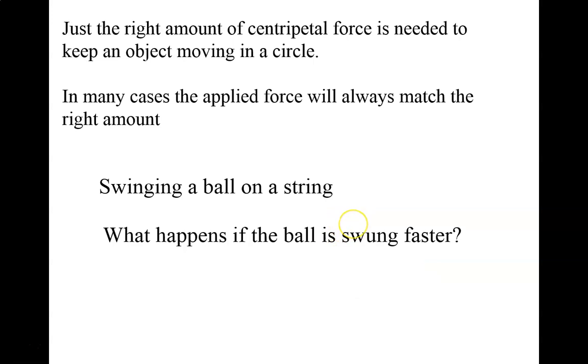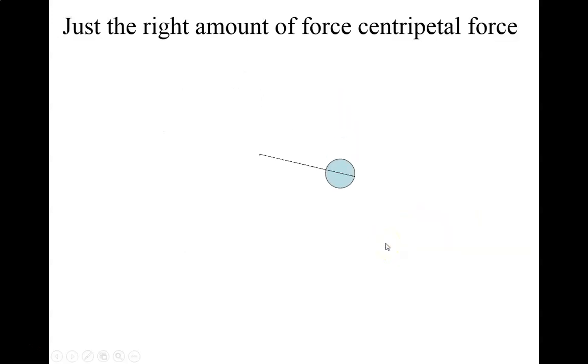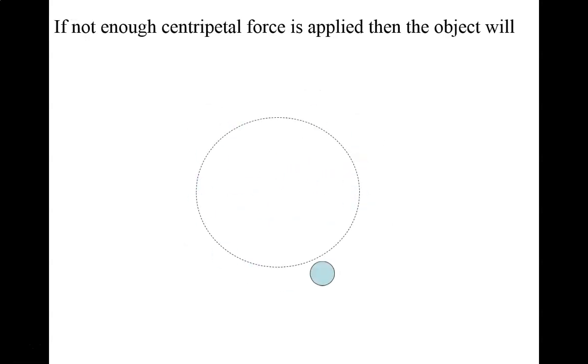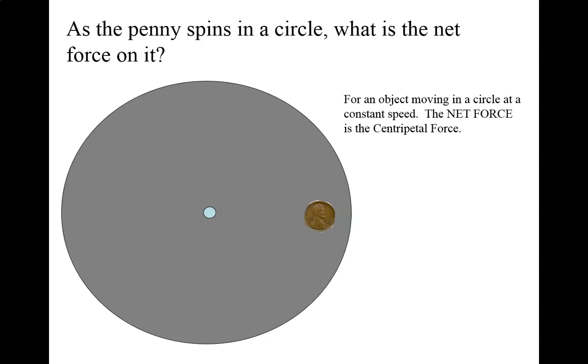So just the right amount of force is needed for something to travel around in a circle. In a lot of cases, this is just naturally matched. So when I swing a ball on a string faster, the string pulls back harder to match the centripetal force needed, until the string breaks. If you supply just the right amount of centripetal force, you travel in a circle. If there's too much centripetal force, you'll travel inward, and if there's not enough centripetal force, you'll travel outward.